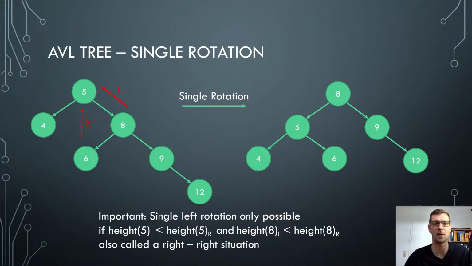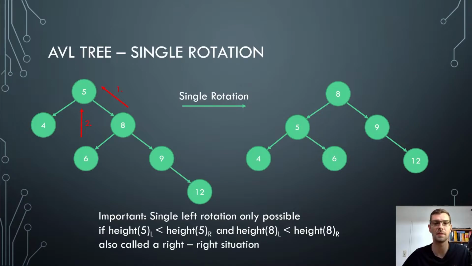And that is called right-right situation, because the right subtree of the 5 is right heavy, and the right subtree of the child of the 8 is also right heavy. That's why it's called right-right situation.